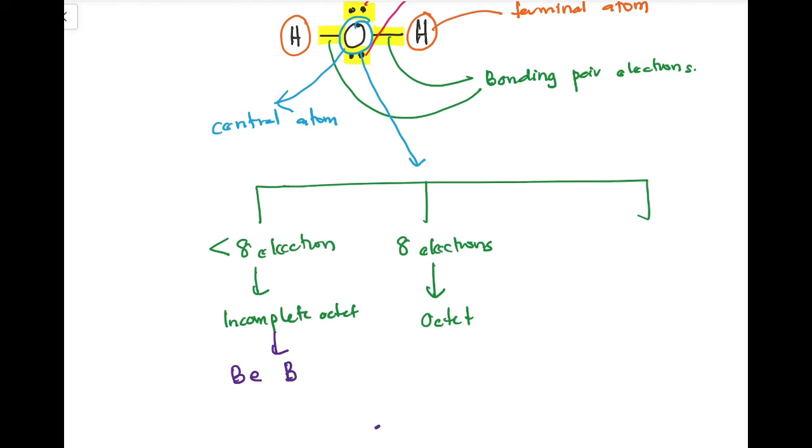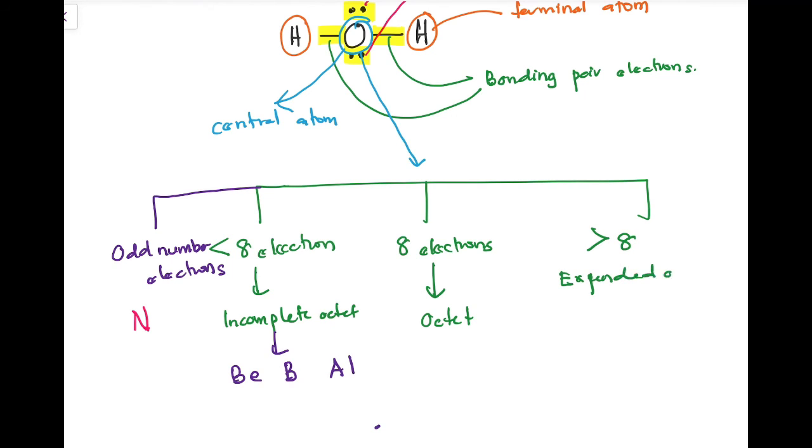But the central atom is only beryllium, boron, and aluminium. The second situation when we have a central atom with less than 8 electrons is odd number electron. Odd number means the number of electrons can be 7 or 5. So normally it is for nitrogen atom. And if you have a central atom with more than 8 electrons, we call it expanded octet. Normally, it occurs for the central atom for the elements from period 3 and above.